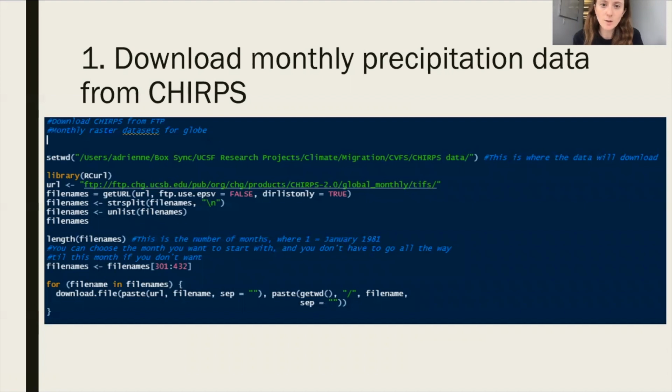So first, downloading the precipitation data from CHIRPS. I'm just showing code here of how you can do that in R, so you don't even have to go to the CHIRPS website. You can download from FTP. I'm not going to walk through this code, but again, if you would like this code, it's really handy if you want monthly or even 5-day or 1-day rainfall. You can use this code to download it.